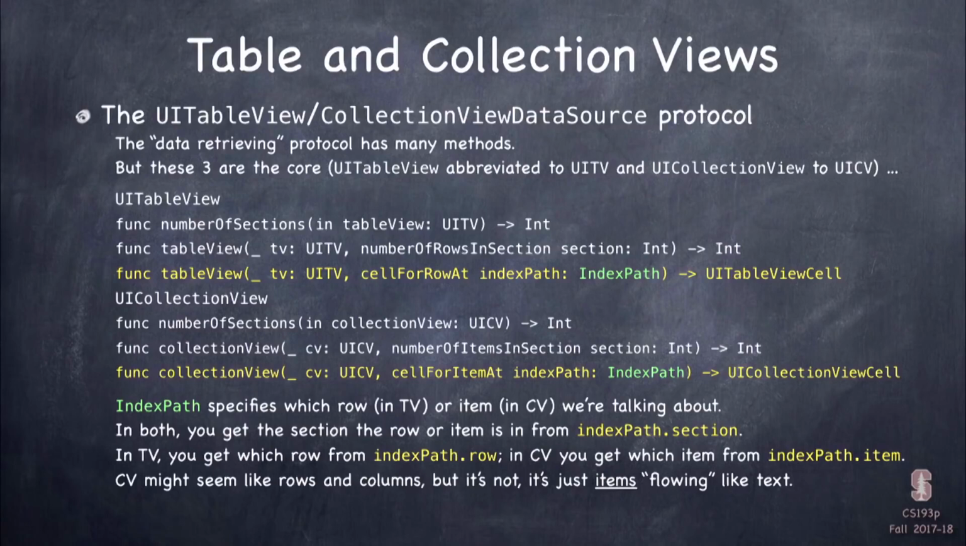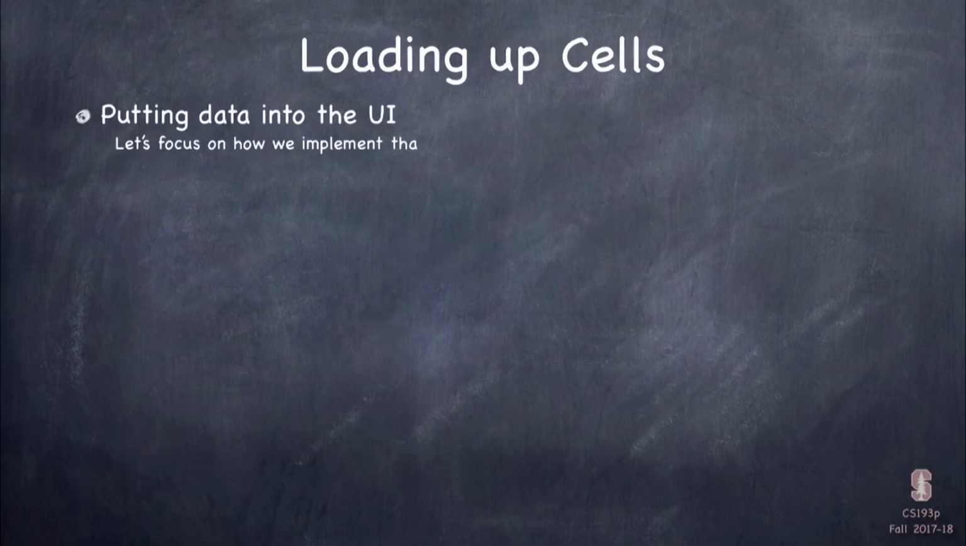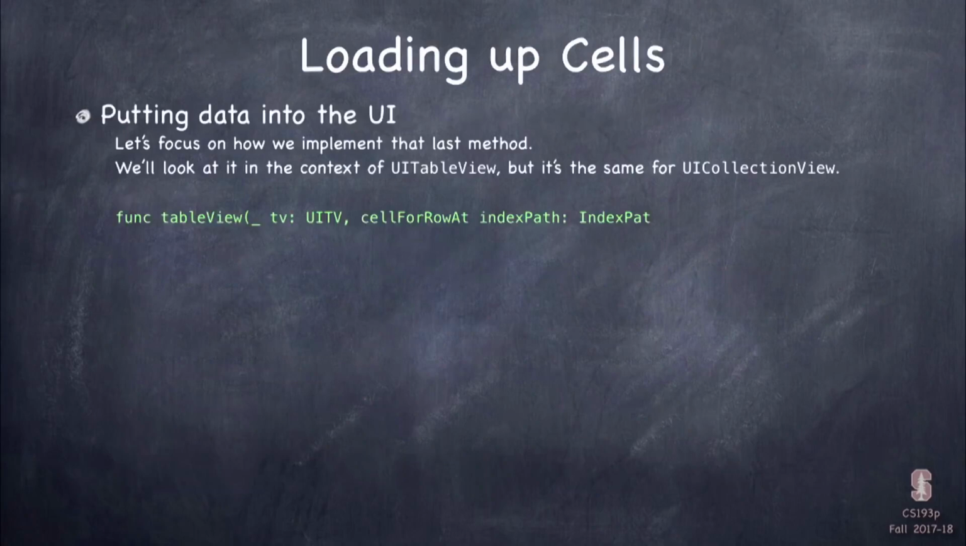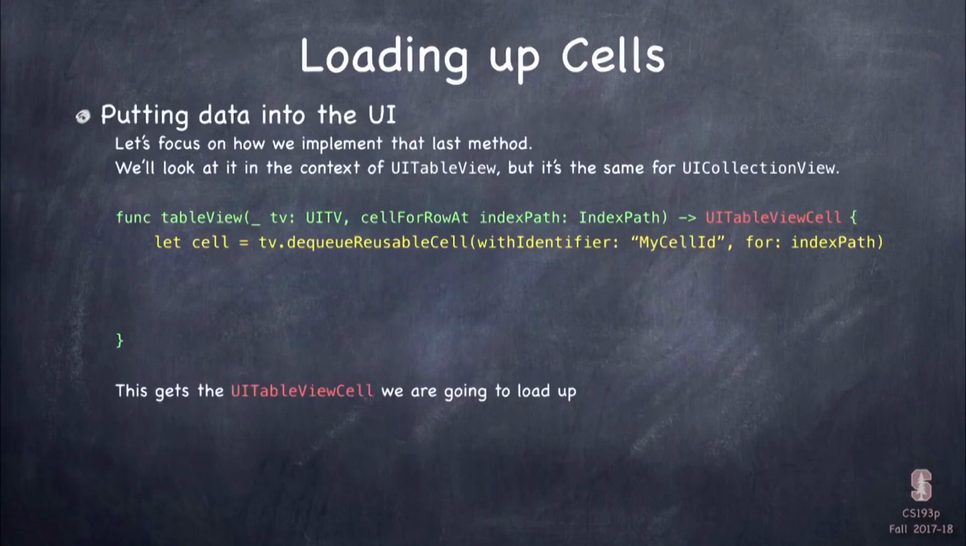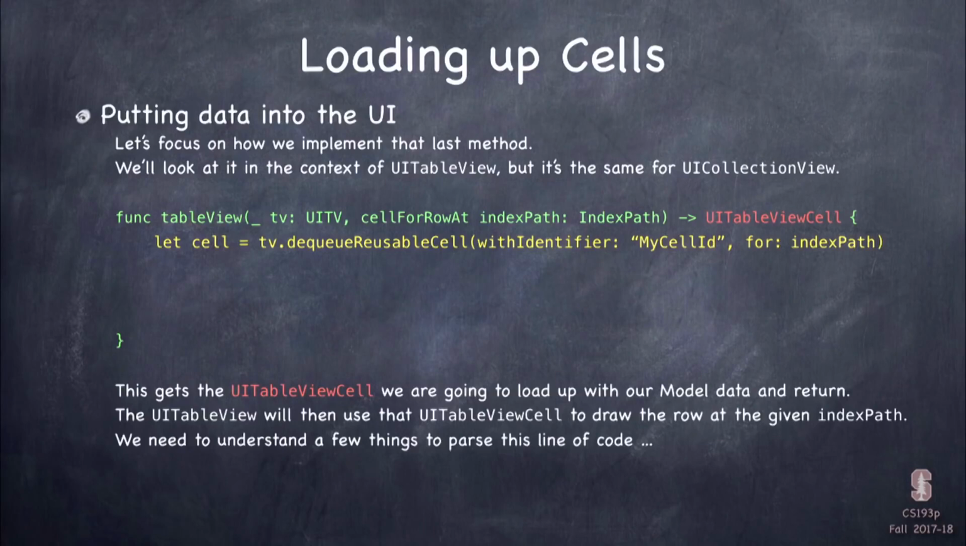Super simple. All right, so let's dive into cell for row at index path. I'm going to do the table view one, but it's the same for collection view. It's just called cell for item at index path. So this method is going to return a UI view. You see that red thing, UI table view cell? That is a subclass of UI view. This is the view that's going to be used to draw the row, or the item in a collection view. Super duper simple, right?